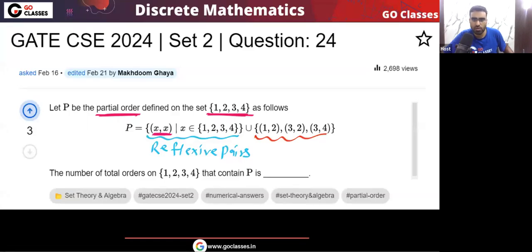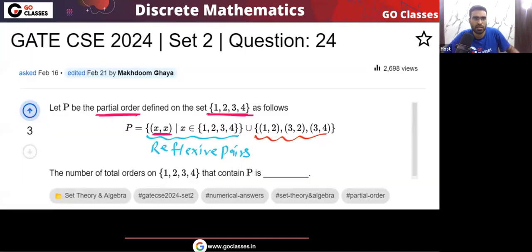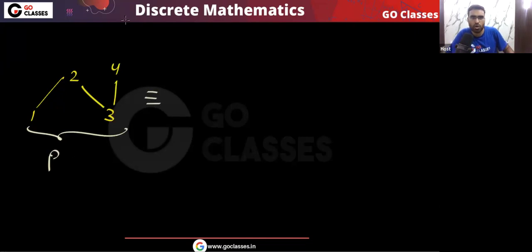So first you create the Hasse diagram. So what is P's Hasse diagram? Hasse diagram of this partial order, what will that be? That will be 1 related to 2, 3 related to 2, and 3 related to 4. This is the POSET P. Now tell me, how will you find the total order containing this P? All you have to do, just find the topological order. Very simple.